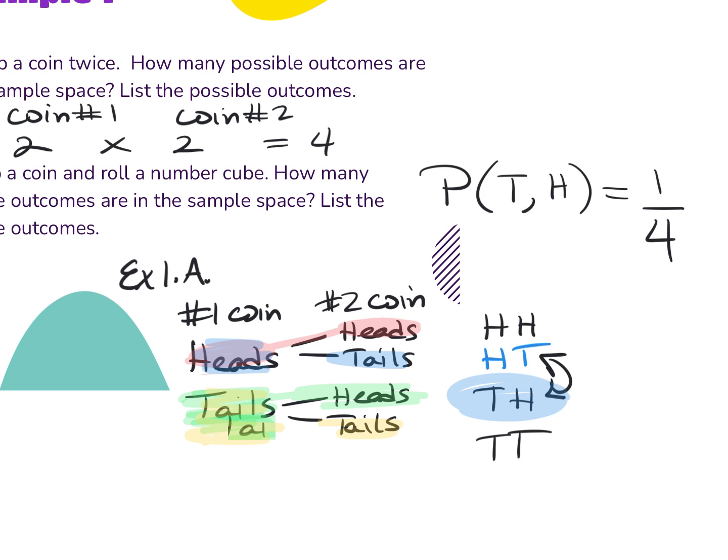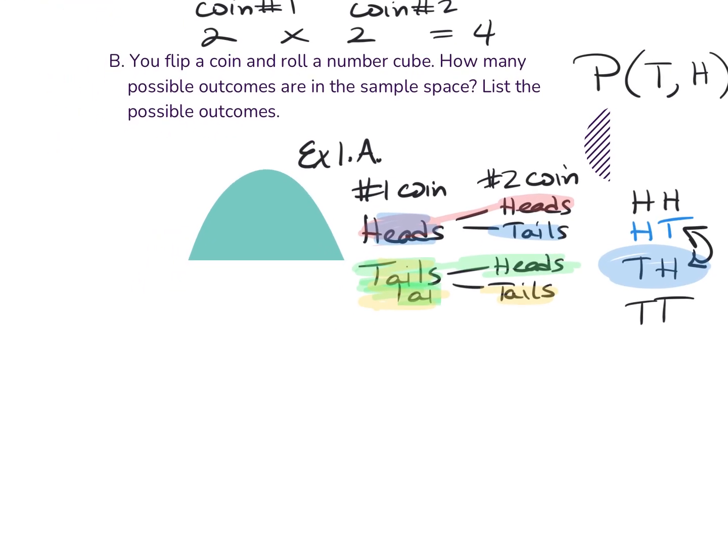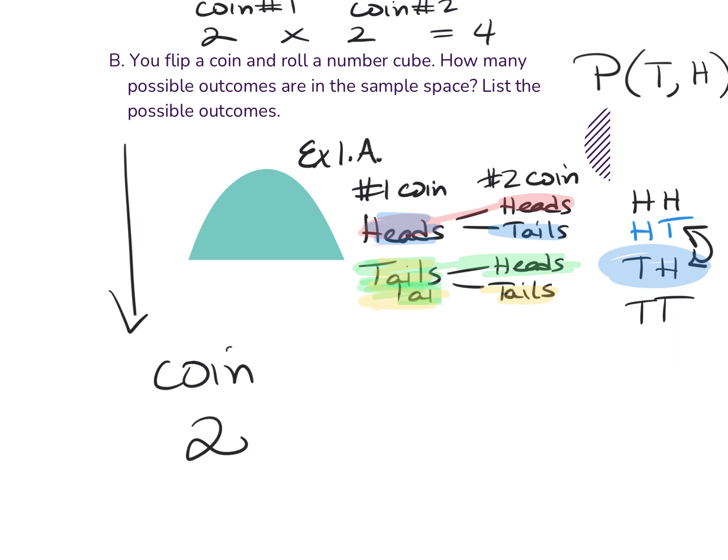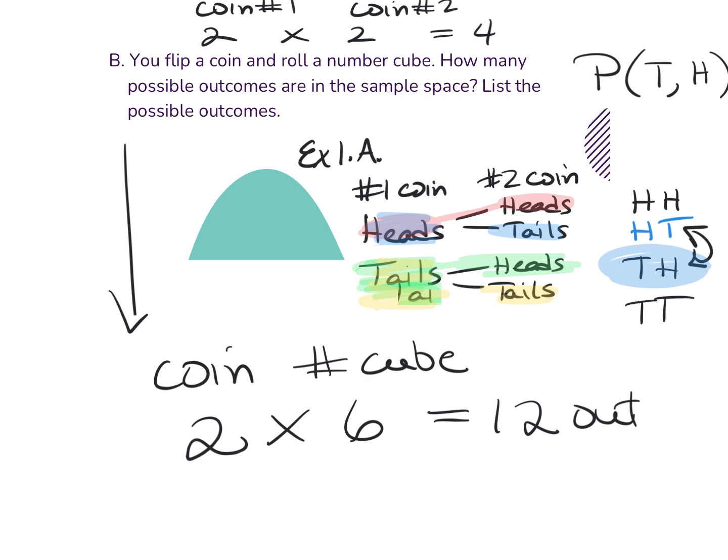Now, for the next one, let's go ahead and figure out how many possible outcomes. Now, in the homework tonight, they're going to give you a question like this, and they're going to say, list the total number of outcomes. Remember, you take the outcomes and multiply them. So here I'm flipping a coin. So this is part B. There's 2 outcomes. And then the number cube has 6 outcomes. So we multiply. So it has a total of 12 outcomes in my sample space.